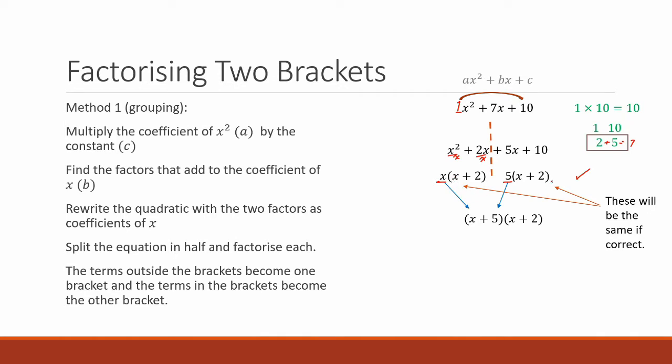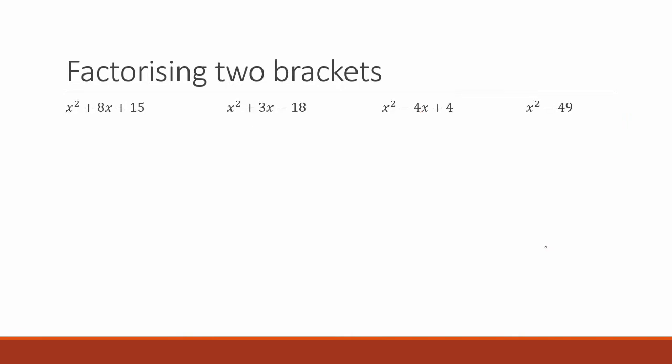The other bracketed pair that's the same on both sides, we just take one of them and we put that in as the second set of brackets. So we take our x and our positive 5, they go into one set of brackets, and then that bracketed term that we have in both sides becomes the other one, that x plus 2. And that is our factorized quadratic equation.